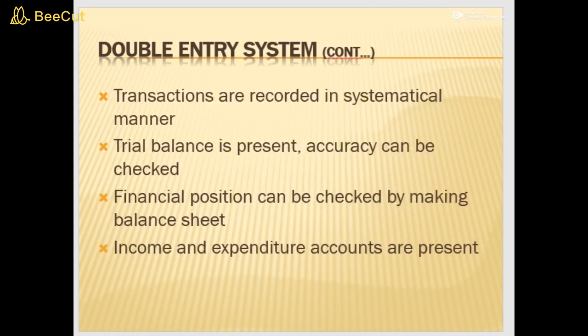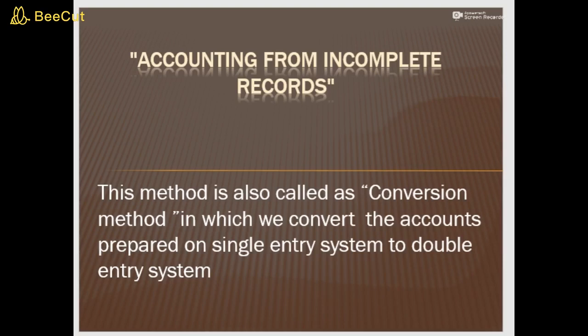In this double entry system, the transactions are recorded in a very systematic manner through the journal, then posted to the ledger, and at the end we prepare a trial balance. With the help of that trial balance, and your information and adjustments, we prepare financial statements, which we get by preparing the trading, profit and loss account and the balance sheet as well. At the same time, we can measure our income and expenditure properly.